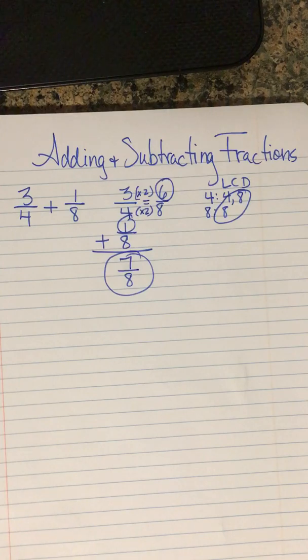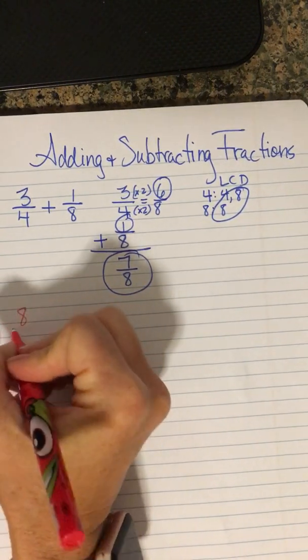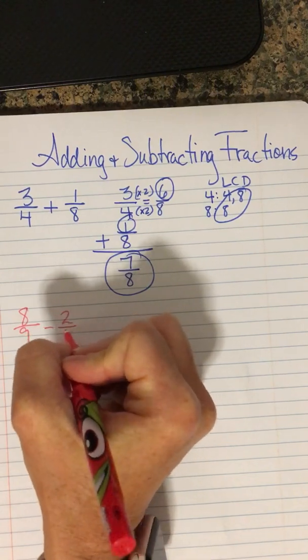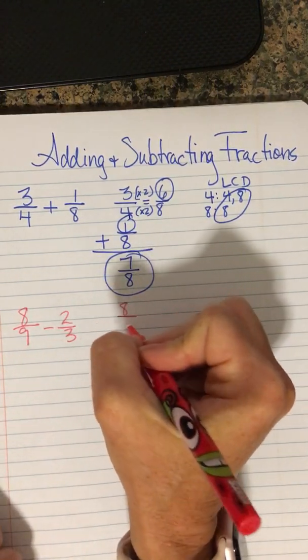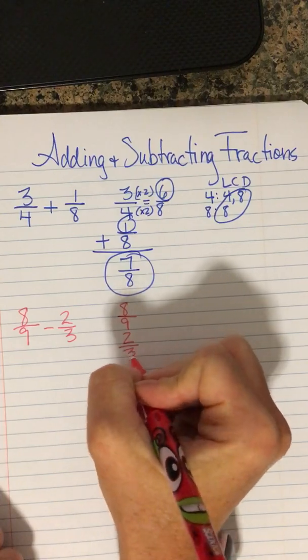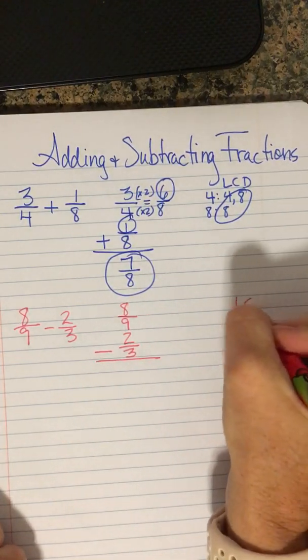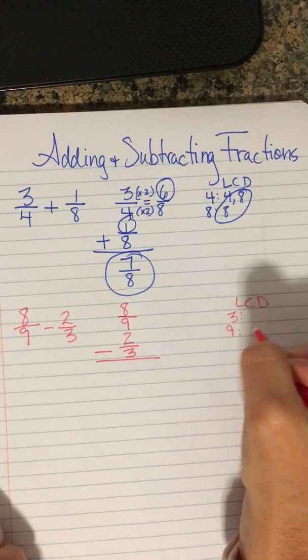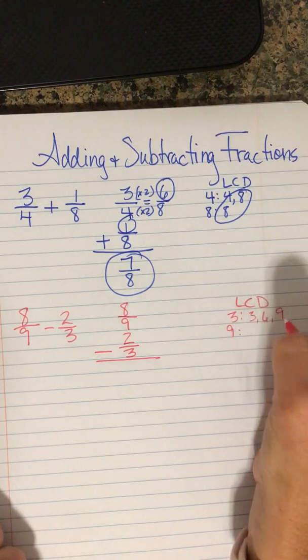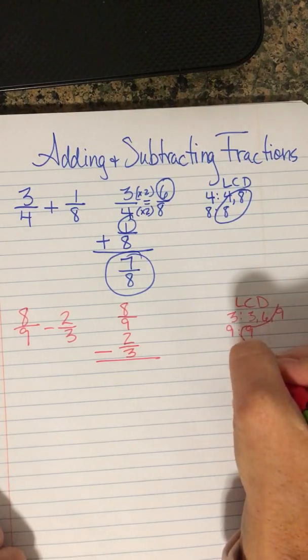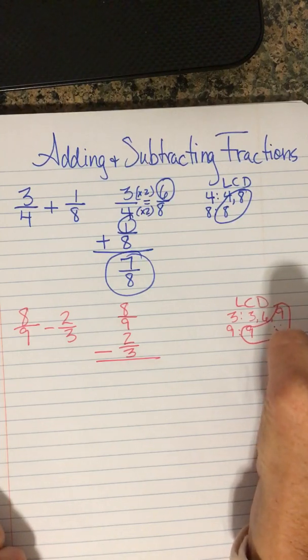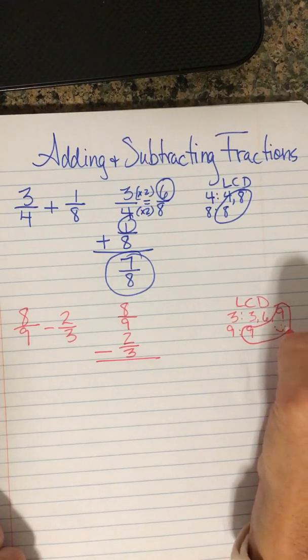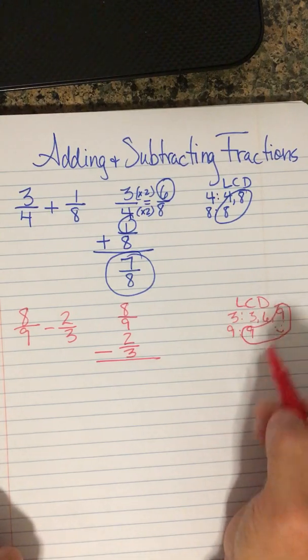reduced. When you're subtracting, be really careful to stack up your problems. If you're given something like 8/9 minus 2/3, take 2 seconds and just stack them up. I'm going to look for the LCD of 3 and 9. 3, 6, 9, and I'm done. So you're looking for that common factor or common multiple. So the least common multiple is the least common denominator.